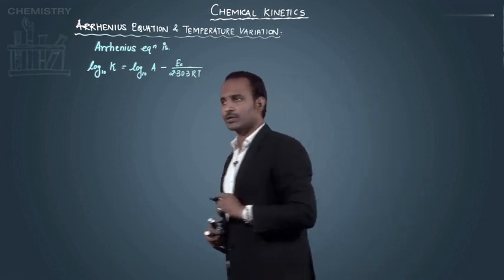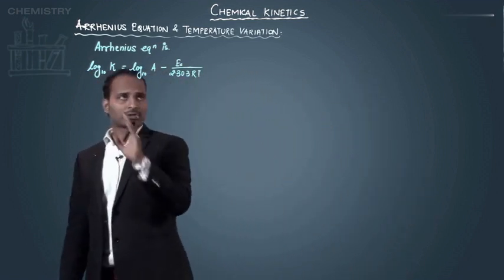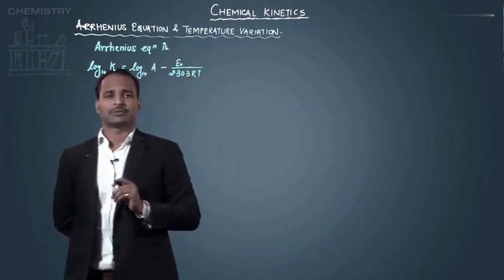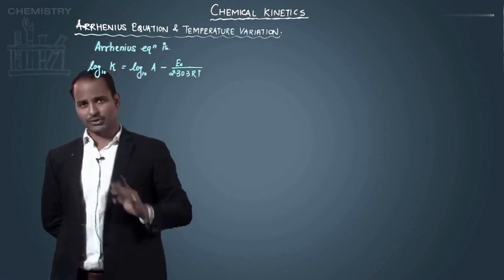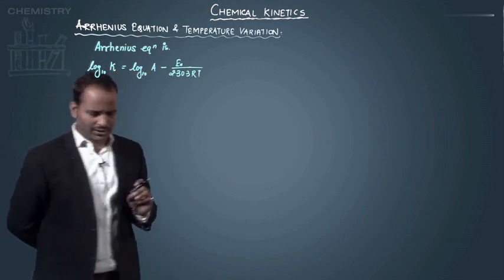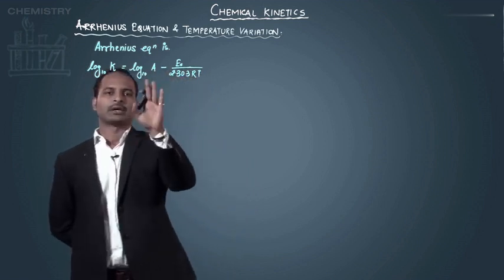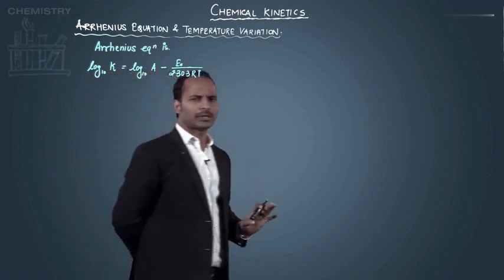where T1 is the lower temperature and T2 is the higher temperature. Now let's see what factors will change if I am changing the temperature. If I am changing the temperature, we all know that k is going to change, because k, that is the rate constant, depends only on one factor, that is temperature. So this will change. A is a constant, it does not depend on temperature.